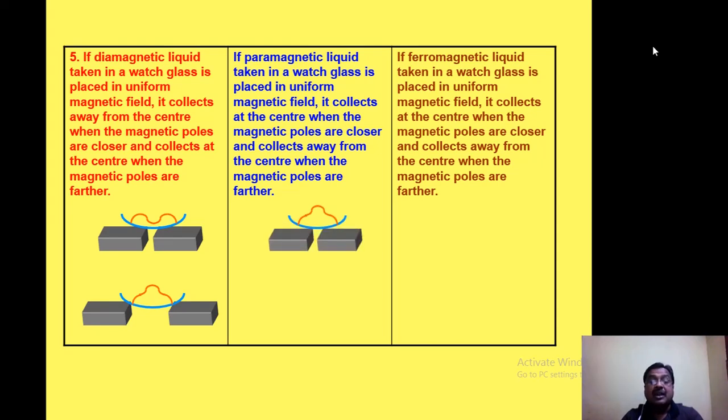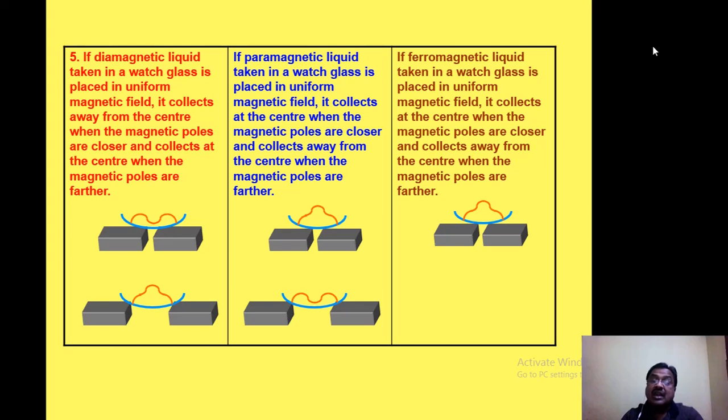But for paramagnetic liquid, you see, paramagnetic liquid when taken in a watch glass and placed in a uniform magnetic field, it collects at the center when the magnetic poles are closer and collects away from the center when the magnetic poles are farther. Generally it will be shown on a magnified scale, the central heap will have more height, the central portion bulging will be something more.